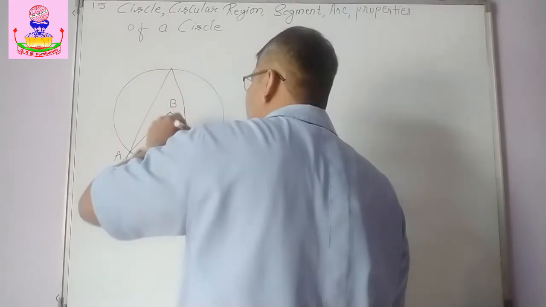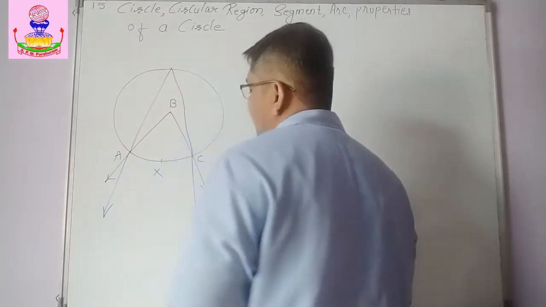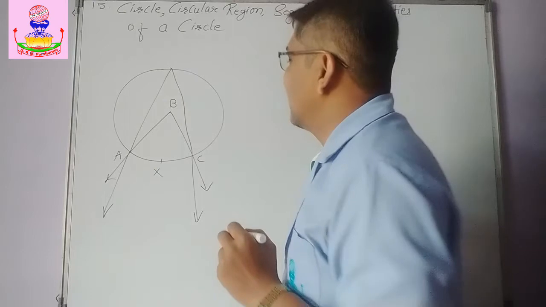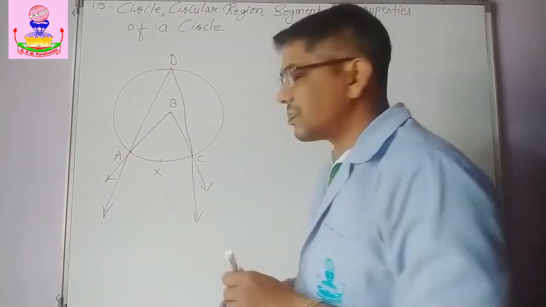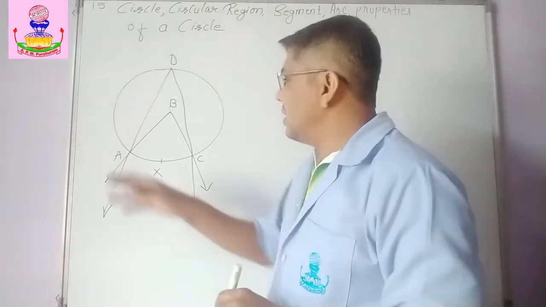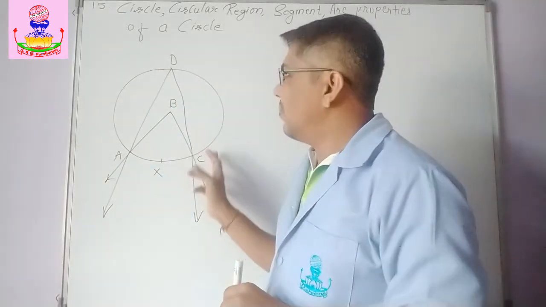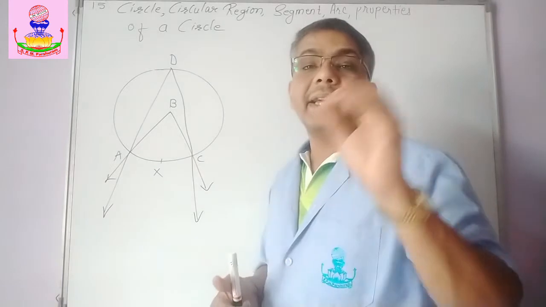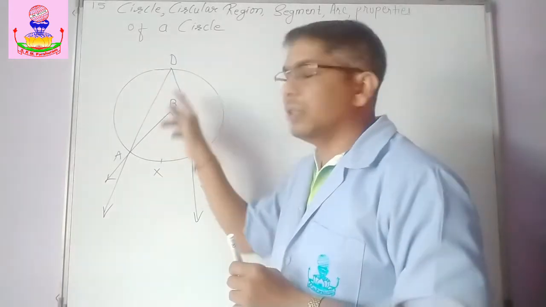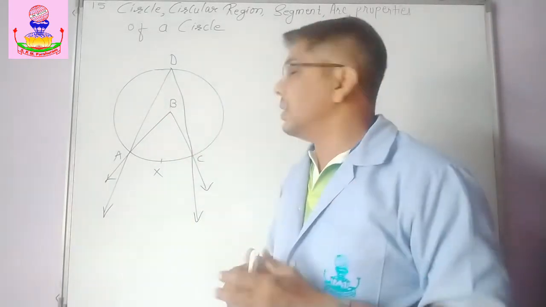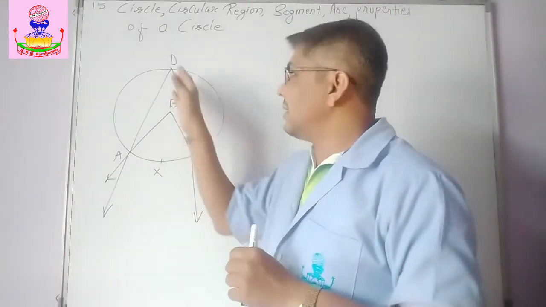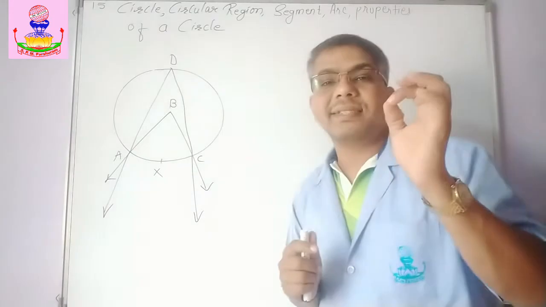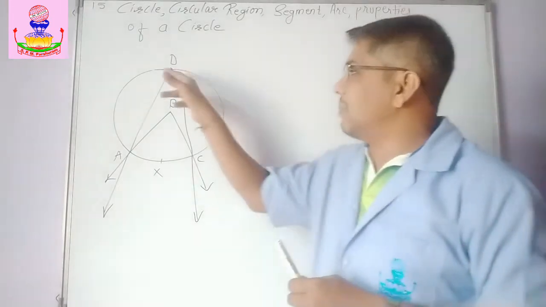Now, suppose I draw another angle here. Now see the magic. Suppose here D. So here, angle ADC. What type of angle is it? It is an inscribed angle. I have purposely shown these two angles at a time so that you are able to identify the central angle as well as the inscribed angle.